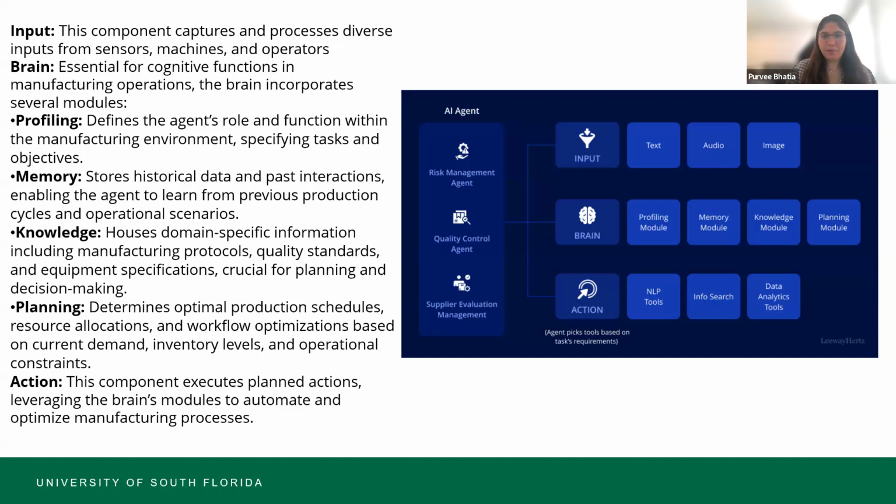For example, the input that comes is maybe in the form of inputs from sensors or different machines or operators about sensor readings or operational logs, so on and so forth. And the brain essentially is used for the cognitive function that a human brain would. So it would identify the agent's role and it will use the historical data and the past interactions it has had. Based on that specific knowledge, it will determine the appropriate responses. This is a dashboard that is already being used by one of the organizations.